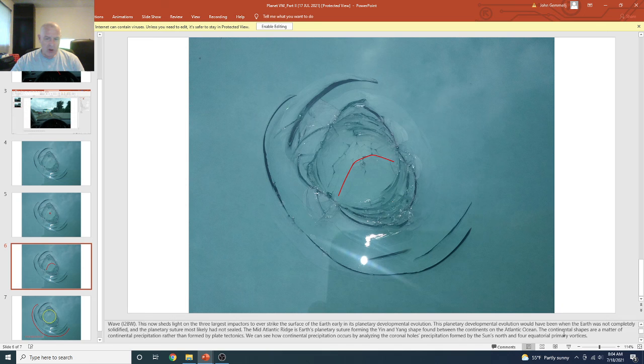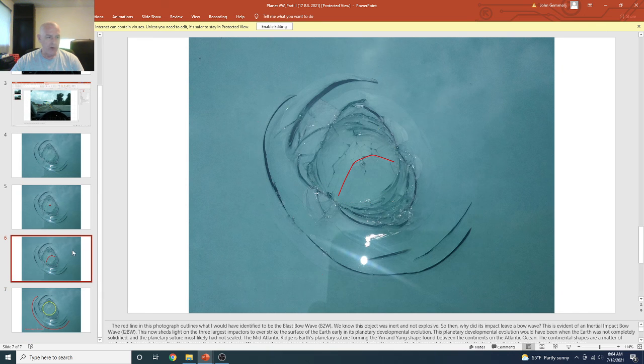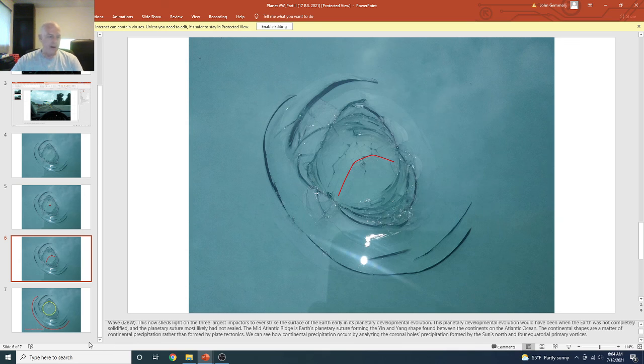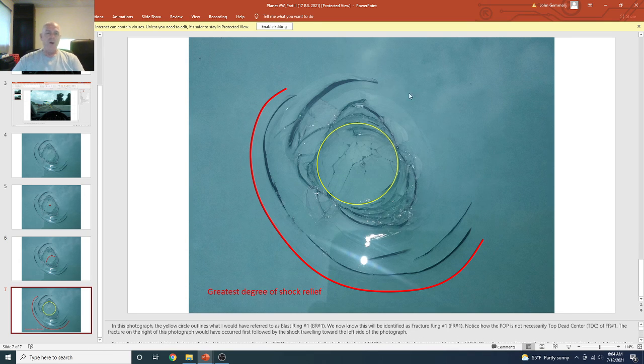Now, that might have... Whoops. I went too far. Now back to my bow wave stuff. All right. Now we're ready for the next one. Now, the yellow circle here, as I show it down here, I'll go ahead and read it to you. In this photograph, the yellow circle outlines what I would have referred to as blast ring number 1, BR number 1.